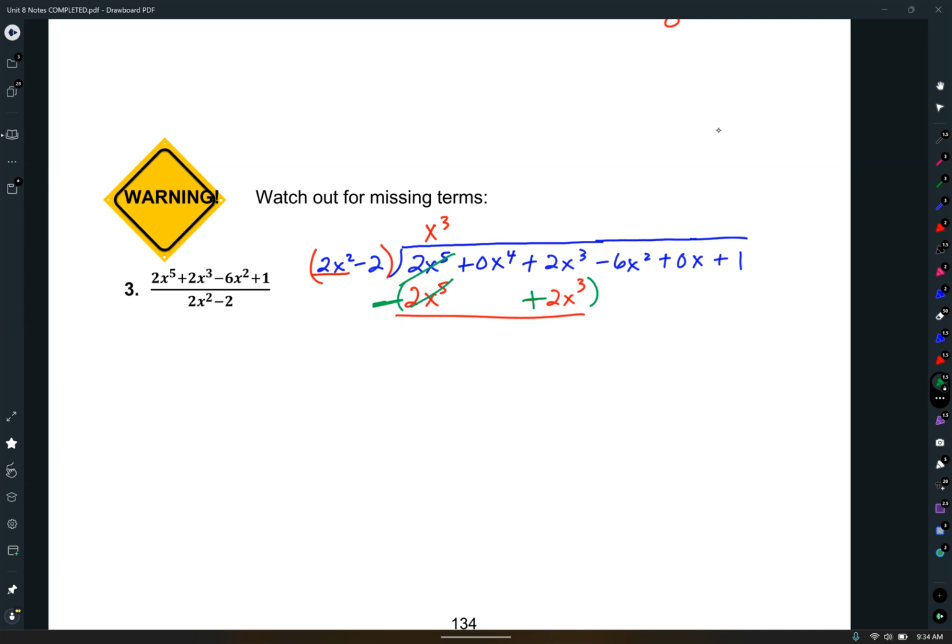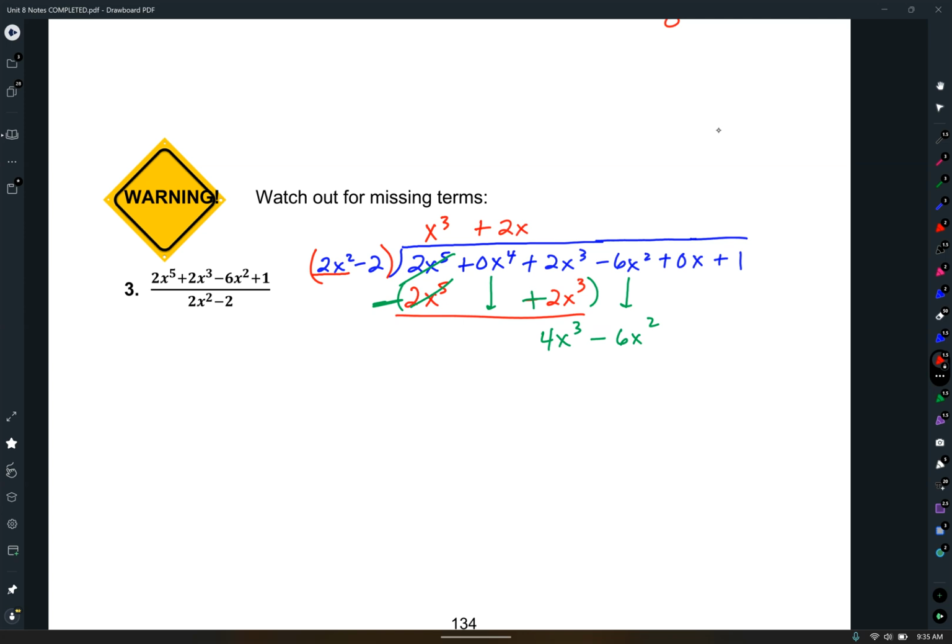Those cancel. I don't need to bring down the x to the 4th because it says there are 0 of them. Over here, 2x cubed and 2x cubed gives me 4x cubed. So now I bring down my next term, the minus 6x squared. Okay, we start all over again. What do I multiply 2x squared by to get 4x cubed? Well, it's going to be a positive 2x.